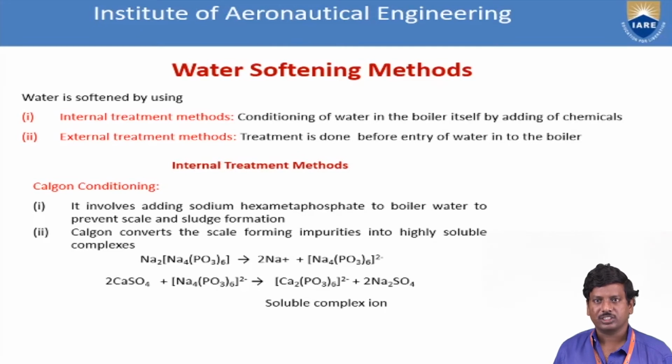Internal treatment methods, first one is the Calgon conditioning. It involves adding sodium hexametaphosphate to the boiler to prevent scale and sludge formation. Calgon converts the scale forming impurities into highly soluble complexes. That means sodium hexametaphosphate dissociates to give sodium plus sodium phosphate, and 2 moles of calcium sulphate react with the sodium phosphate to give the soluble complex ion calcium phosphate with the byproduct sodium sulphate.